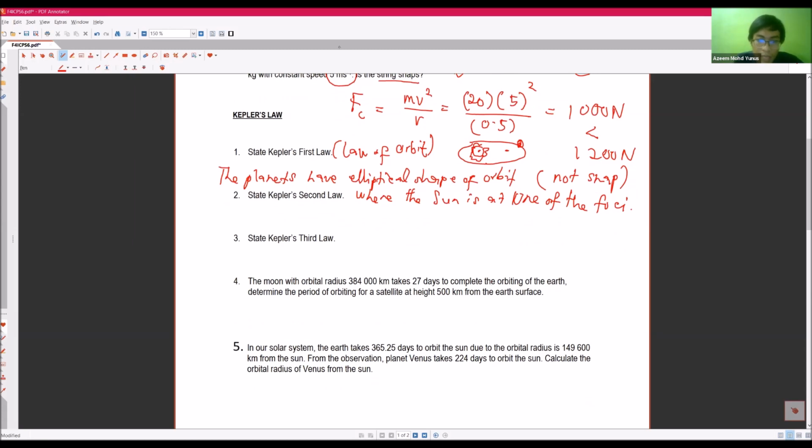State Kepler's second law. Kepler's second law is about the law of area. So it states that the planet sweeps equal areas in equal periods of time.